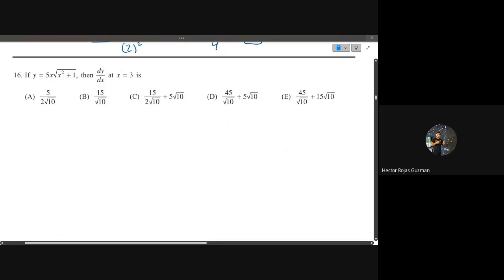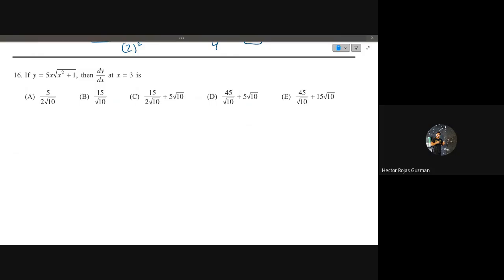Okay, find the derivative at x equals 3. Don't forget to do the product rule right here. So y prime equals the first. You know what? Before I do my derivative, remember that the square root of x squared plus 1 is the same thing as saying x squared plus 1 to the power of 1/2. So my derivative is going to be 1/2 times x squared plus 1 to the power of negative 1/2, and then you apply the chain rule times the derivative of x squared plus 1, plus the second times the derivative of the first.